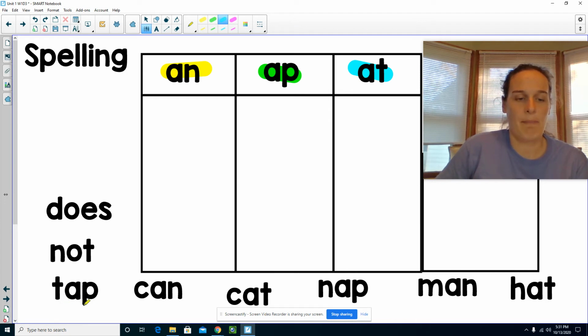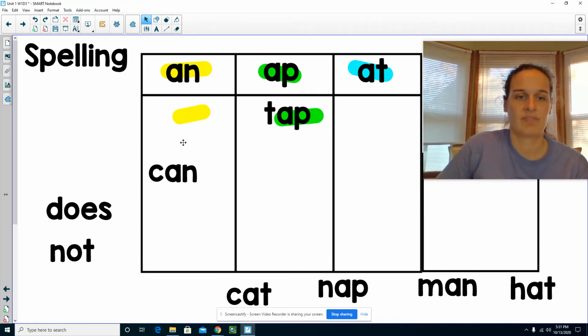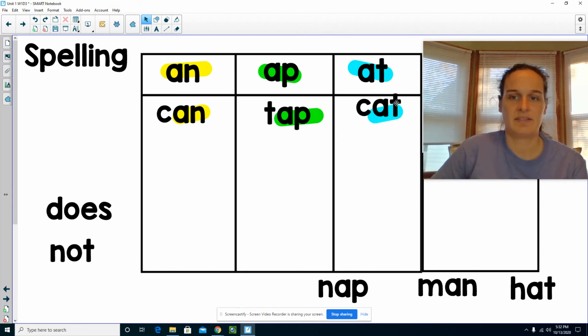So this word is tap. Well, I noticed that one has the AP in it, right? So that word would belong up here. Tap. Let's take a look at the next one. Can. Well, can has that an pattern. So can would fit right up here. Can. Let's look at this word. Cat. Well, cat has the at pattern. So let's go ahead and put that under at.